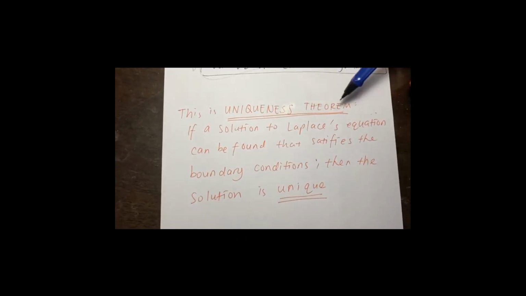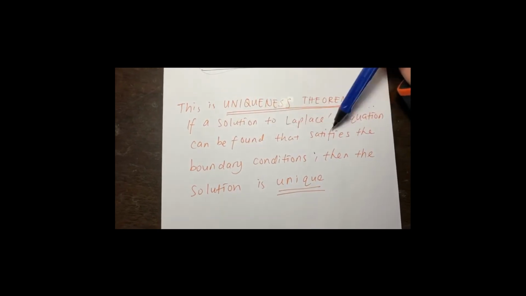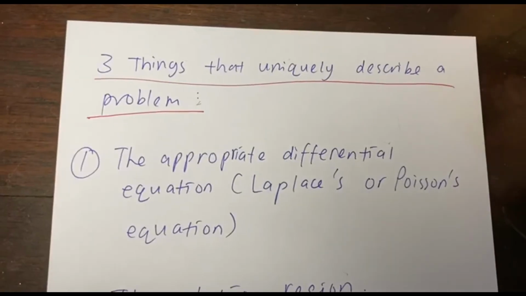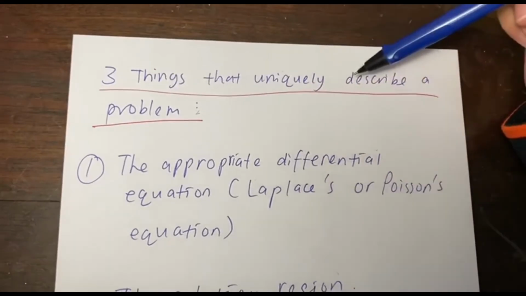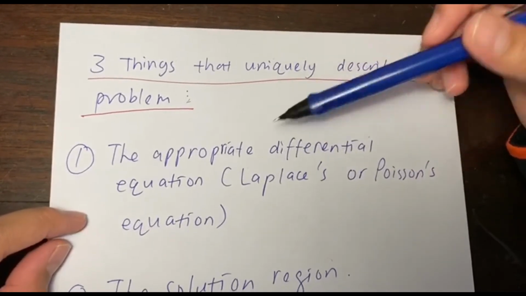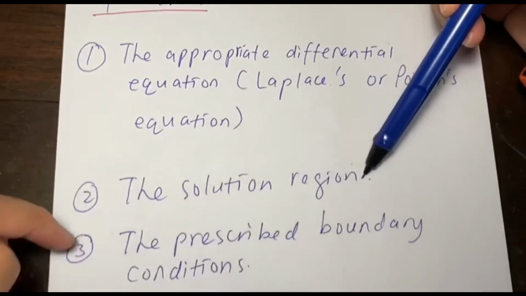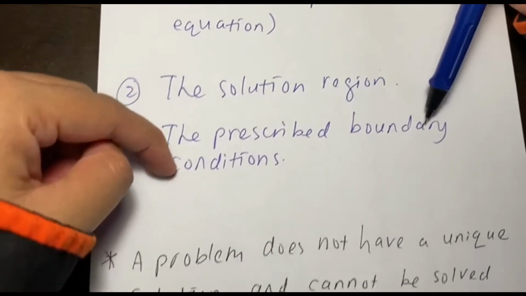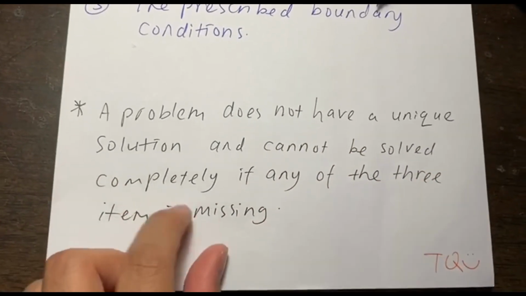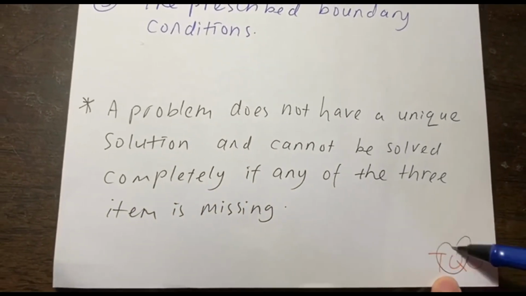This is the uniqueness theorem. If a solution of Laplace equation can be found that satisfies the boundary condition, then the solution is unique. Three things uniquely describe a problem. The first one is the appropriate differential equation, which is Laplace or Poisson equation. The second one is the solution region. The third one is the prescribed boundary condition. A problem does not have a unique solution and cannot be solved completely if any of the three items is missing. Thank you.